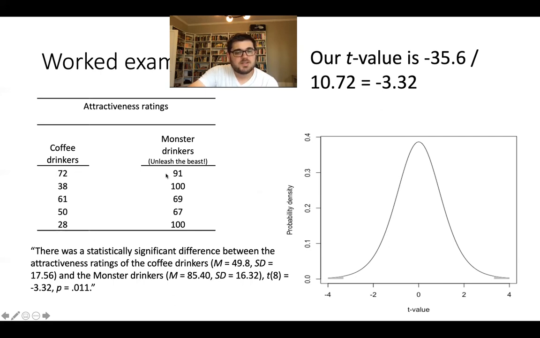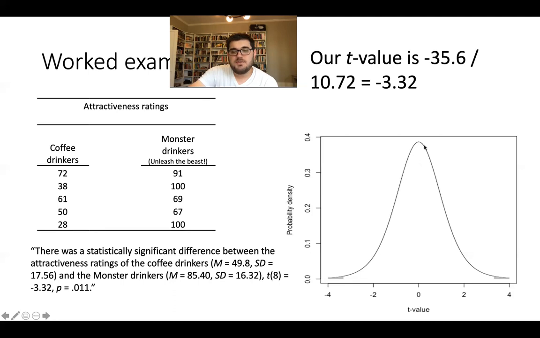Other people were randomly assigned to have a Monster energy drink, Unleash the Beast. And overall, they seem to be a bit higher. So the mean for the coffee drinkers is 49.8 units of attractiveness. And for the Monster drinkers, the mean is 85.40. So that's a pretty big difference. The raw difference, just the mean from one group minus the mean for the other group, is negative 35.6. So that's the raw difference in means.